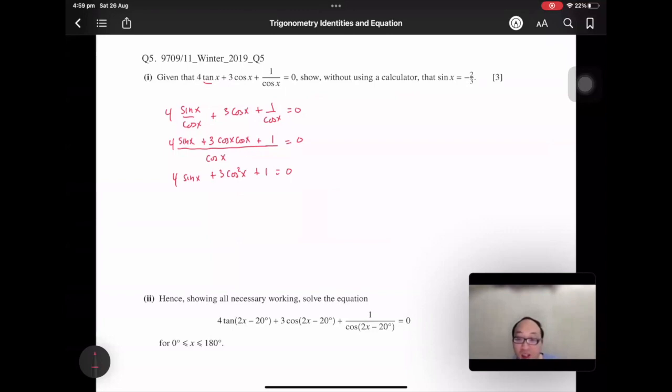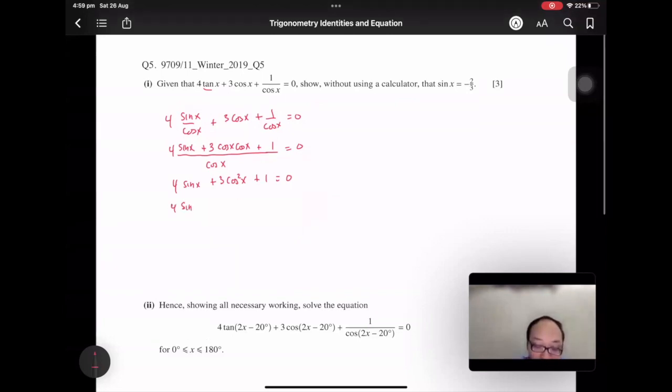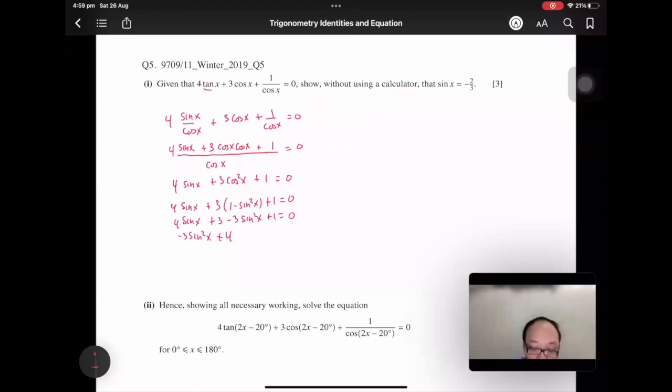And then I have to change the cos square x. So 4 sin x plus 3 cos square x, which is 1 minus sin square x. So that means I have 4 sin x plus 3 minus 3 sin square x plus 1. So I have minus 3 sin square x plus 4 sin x plus 4 equals 0.